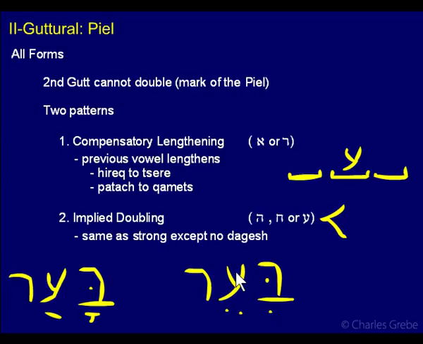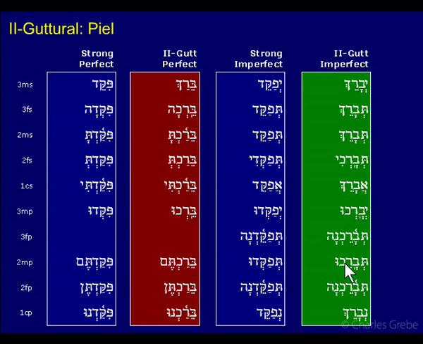Now we want to double this, but we can't because it's a guttural. And if it's an ayin, or a chet or he, then it'll probably follow this rule, which is implied doubling, which means you don't do anything else. You just don't double it. It's implied that it's doubling, but you don't change this. This does not lengthen to compensate. So that's another possibility. Implied doubling or compensatory lengthening. And here I'm simply comparing the strong and the second guttural for the perfect and the imperfect. Here we have pakade. This is our base form, the strong verb.